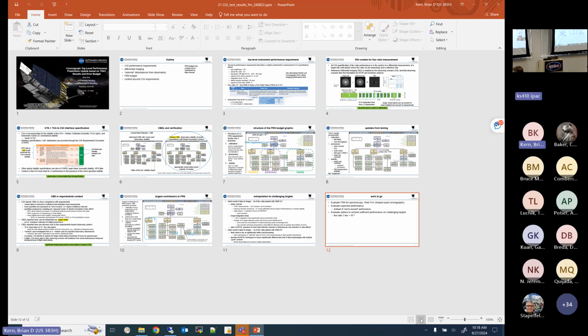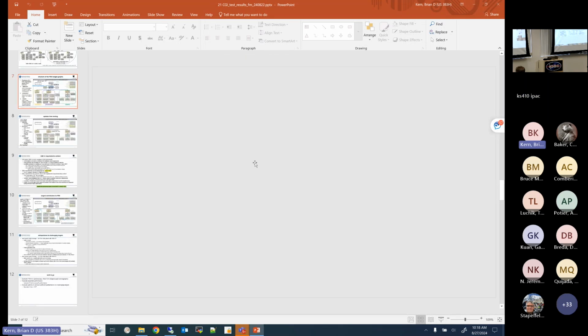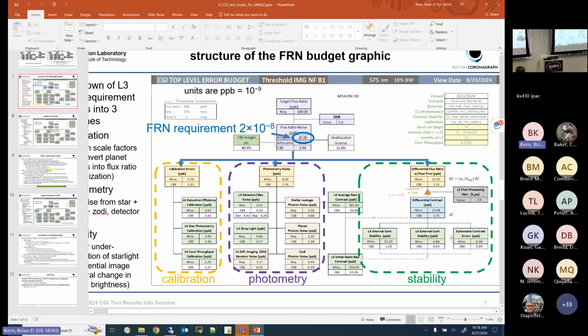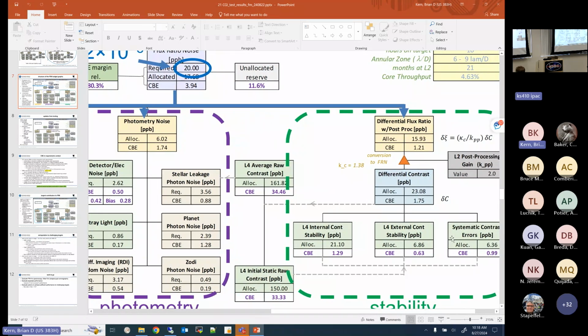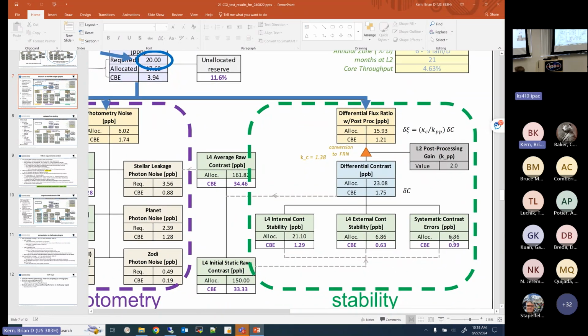Possible, I got it answered, actually, never mind. I have one. Brian, if you go back to part 3, the internal contrast stability that you were showing in the error budget. So that number, you listed that it was dominated by LOFS effects. Does that also include things we learned about the DM drift during TVAC?